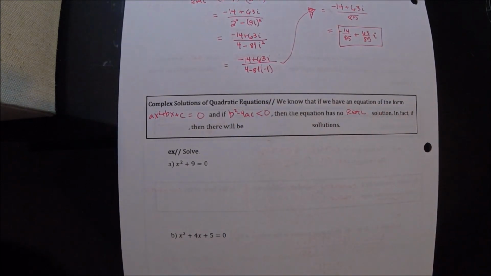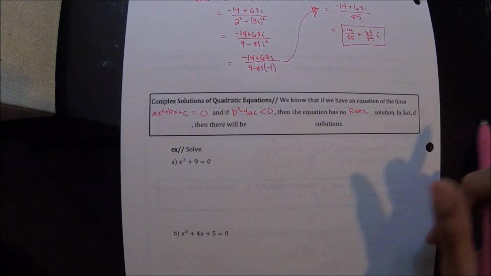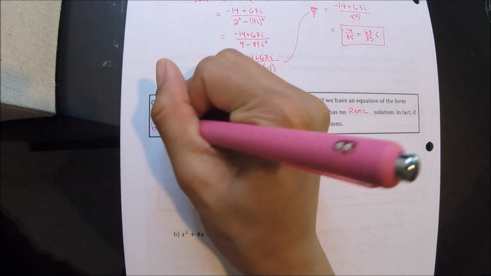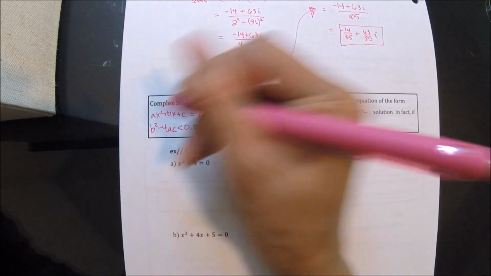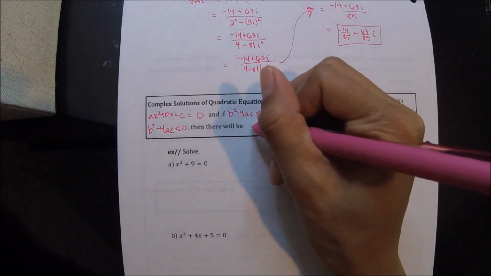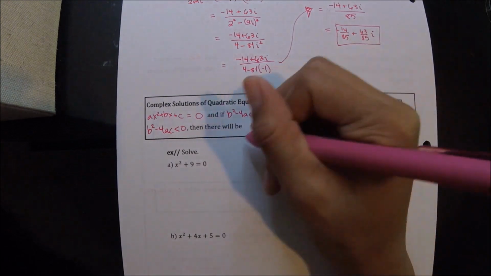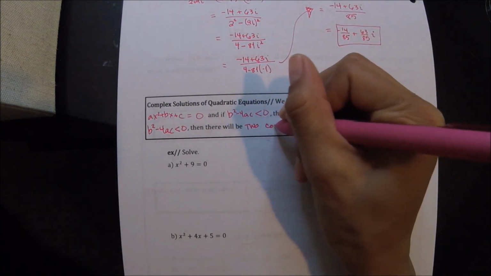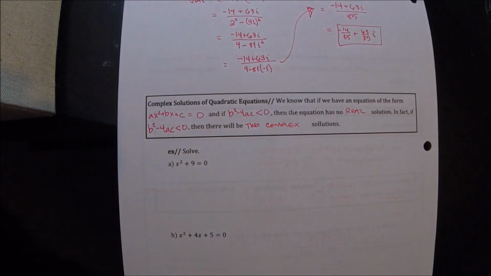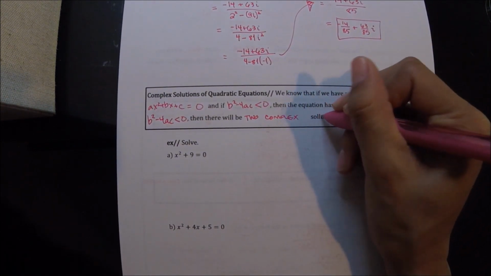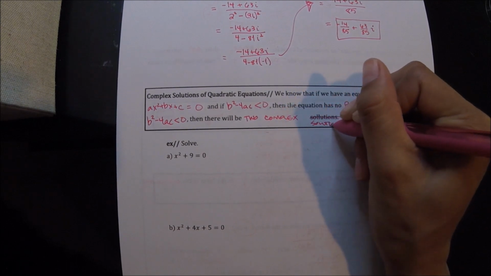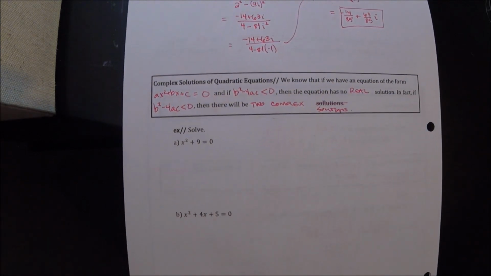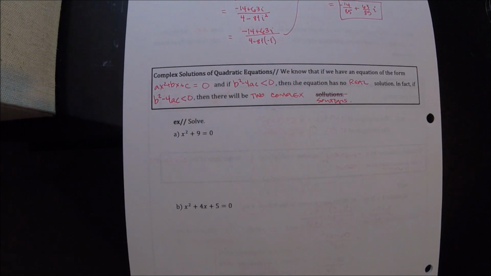And now that we have complex numbers, we're going to say that in fact, if you do have b squared minus 4ac being less than 0, then there's actually going to be two imaginary solutions, or two complex solutions, however you want to say it. Complex, imaginary, same thing. Okay. So now we are going to be able to incorporate imaginary solutions as well as the real solutions.